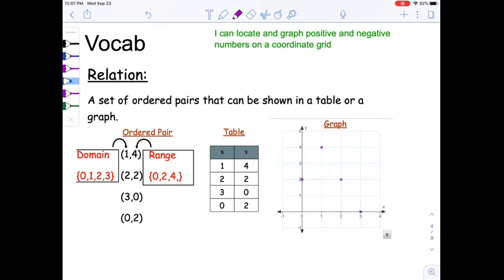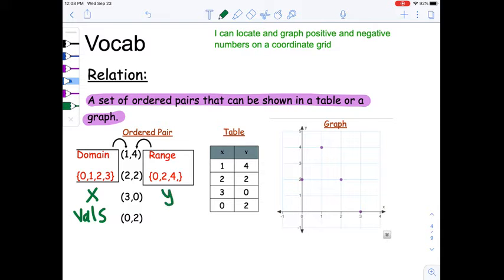So just some more vocab. A relation is a set of ordered pairs that can be shown in a table or a graph. So here we have the ordered pairs, we have them written as a table, and we have them shown in a graph. So the biggest thing here is domain and range. Domain is all of our x values in order from least to greatest. Our range is all of our y values in order from least to greatest. So domain is our x values, and range is our y values.